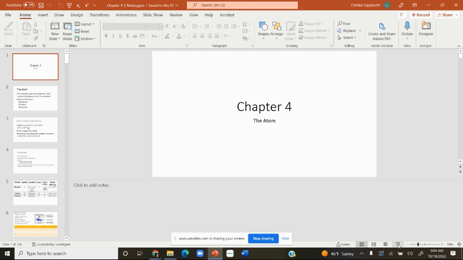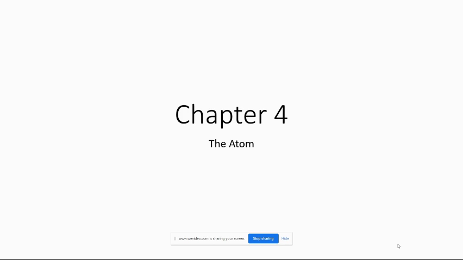All right, chapter 4, we're moving into the atom. So you should be able to open your packet up to the very first page after the calendar and find the notes.